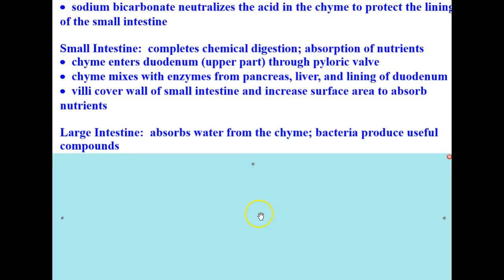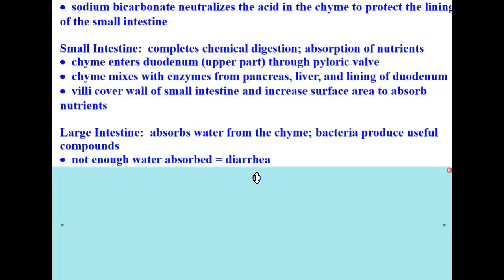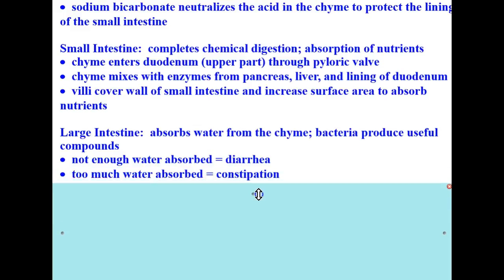The large intestine absorbs water from the chyme, and there are bacteria that produce useful compounds in the large intestine as well. If not enough water is absorbed, you end up with diarrhea. If too much water is absorbed, you end up with constipation.